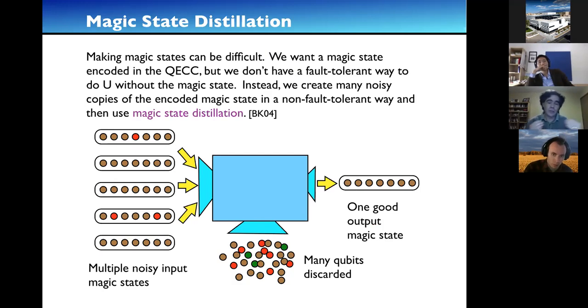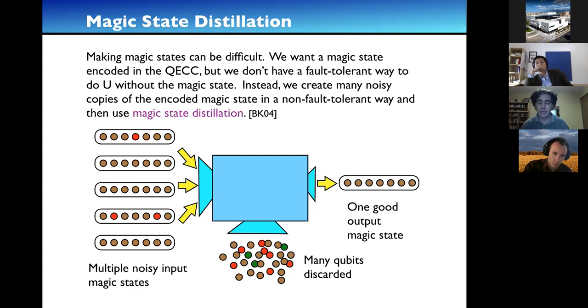But there's a way, if we can compare these magic states to each other, that we can tell which ones are good and which ones are not good. And so we can get rid of the bad magic states and keep the good ones. Or, depending on how you do it, you might even be able to correct the errors in the bad magic states and turn them into good magic states. So the upshot is that we can take many noisy magic states and get out one good magic state that's reliable and safe to use in our fault-tolerant computation.